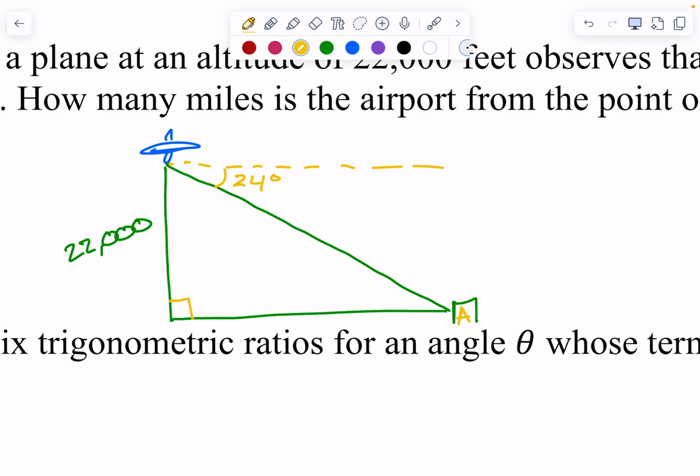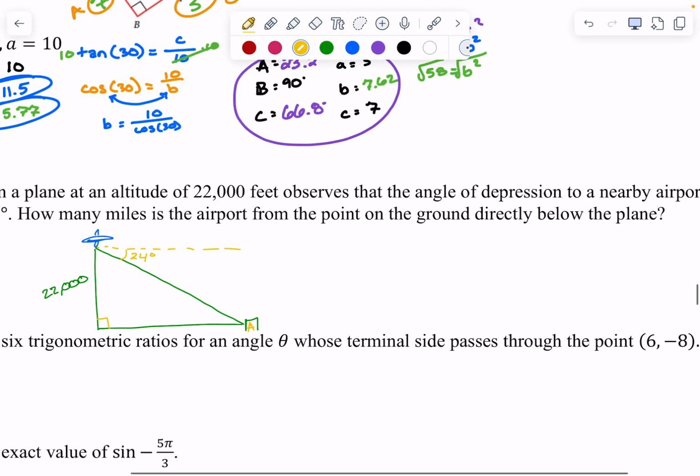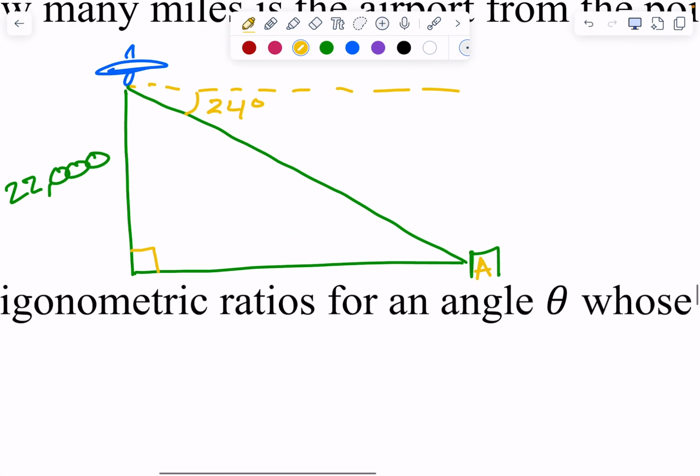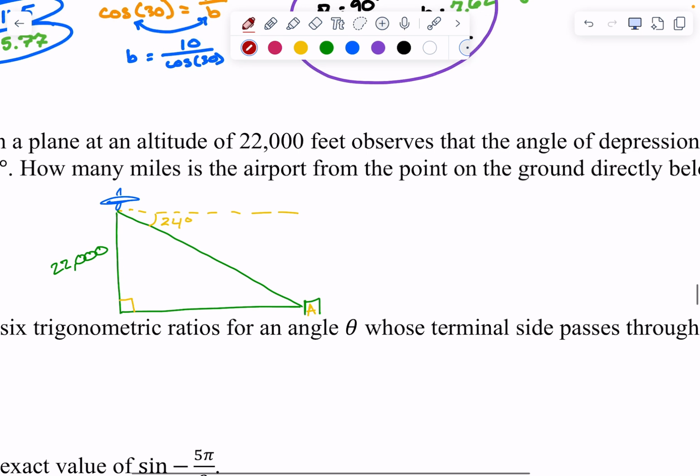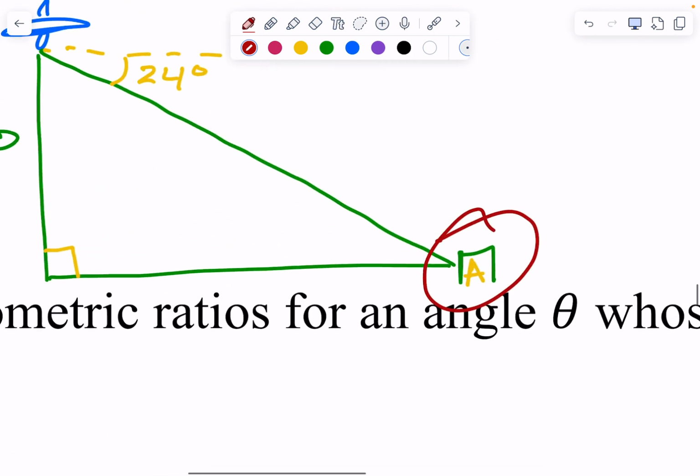This says how many miles is the airport from the point on the ground directly below the plane? So what are we finding? How far is the airport from the point directly below the plane on the ground? Which side are we finding? How many miles is the airport, which is this guy, from the point on the ground directly below the plane? So we're finding the bottom side. This is what X is.